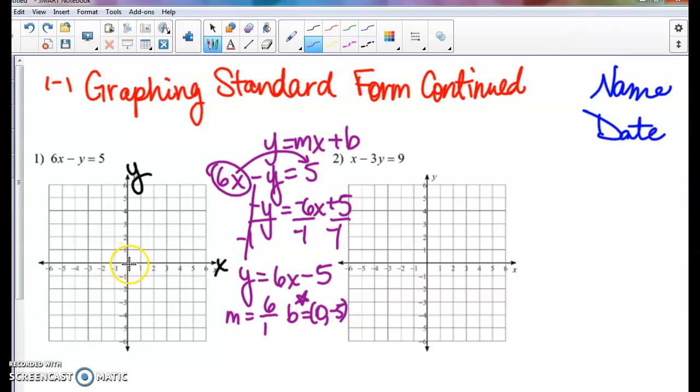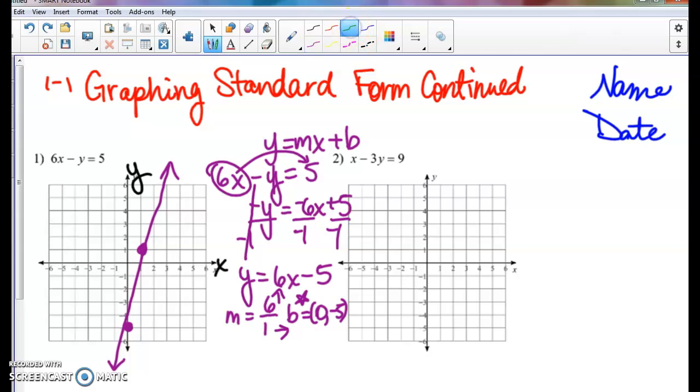So we're going to go to 0, negative 5. So the origin, then down 5: 1, 2, 3, 4, 5. Put our first point there. Now our slope tells us to go up 6 because it's positive and right 1 because it's positive. So up 6, 1, 2, 3, 4, 5, 6, and then right 1. And now that we have our 2 points, we just make a nice long line, arrows on each end, and we're set.